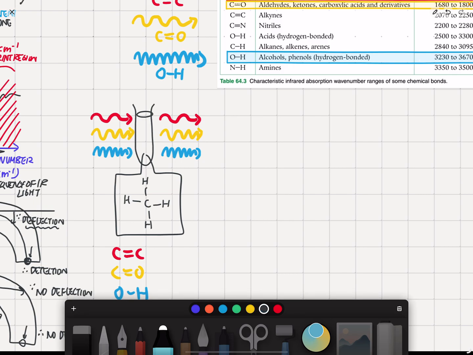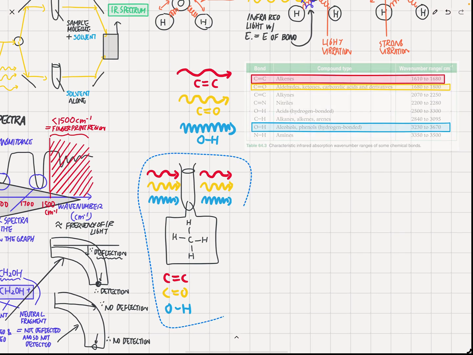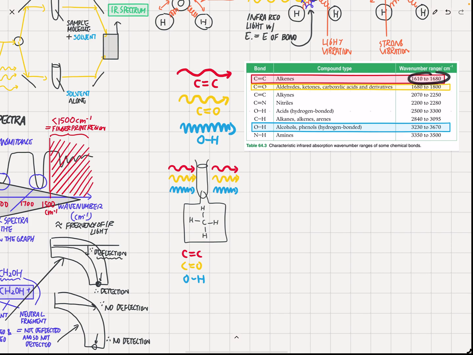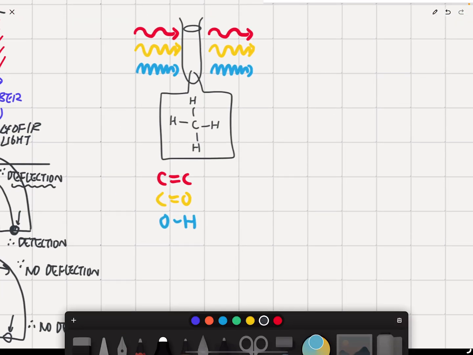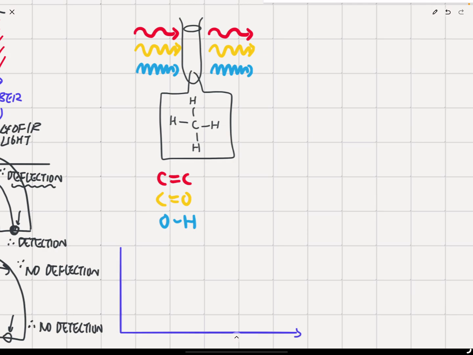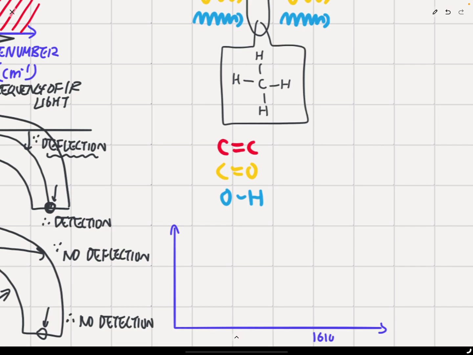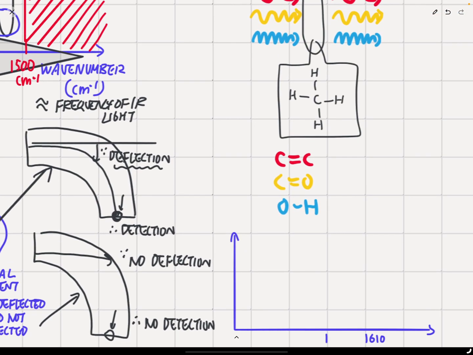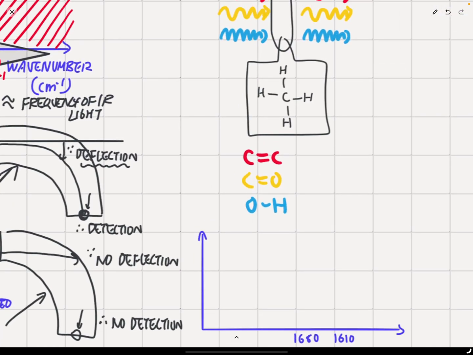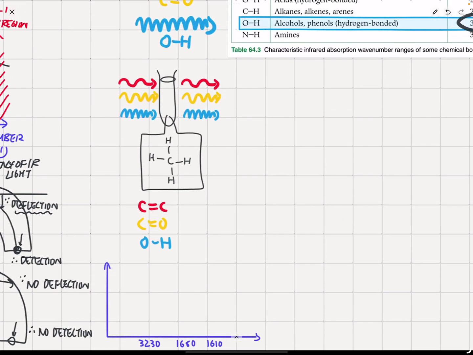So therefore, at these different parts of the infrared spectrum, pay attention to these numbers now: 1610, 1680, and 3230. Let me draw the infrared spectrum in here. We will look at these three particular regions. So we have 1610, approximately, and then 1680, and then we have 3230. These correspond to these three bonds: the blue one, the yellow one, and then the red one.